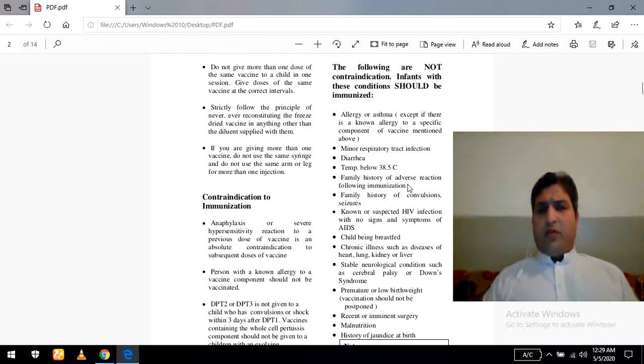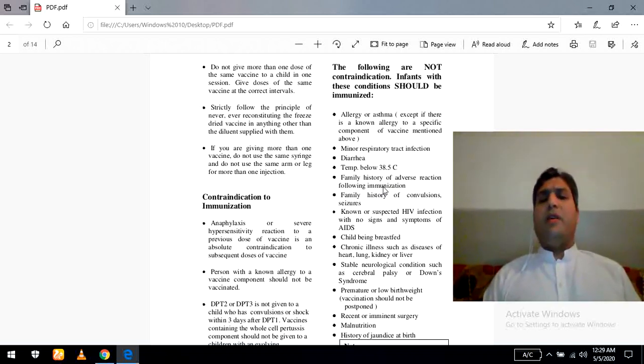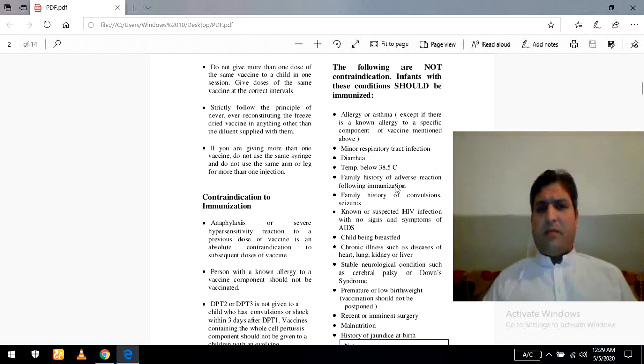The next one is very important: family history of some adverse reaction. If there is a minor family history, it doesn't mean we have to stop all the EPI vaccines. If there is a minor history of the problem, then yes, we should recommend the vaccination program.